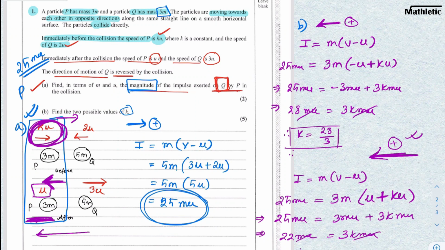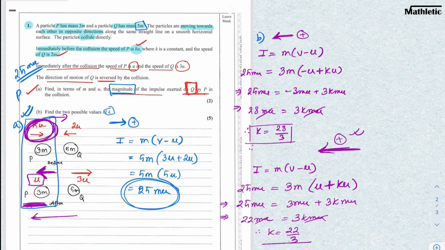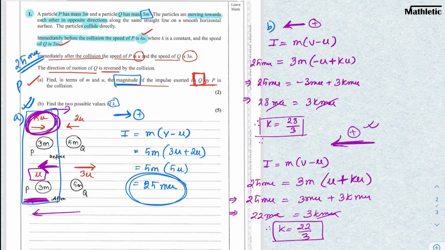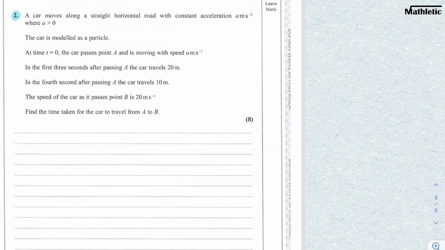So solving this will give us the second value of k. So we're done with number 1. Let's start number 2. A car moves along a straight horizontal road with constant acceleration, and at time t equals 0, the car passes point A with a speed of u. So assuming this is t0, this is the starting point A, so the initial speed is u.